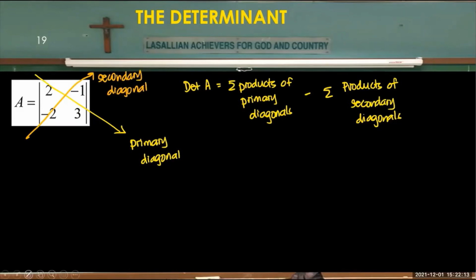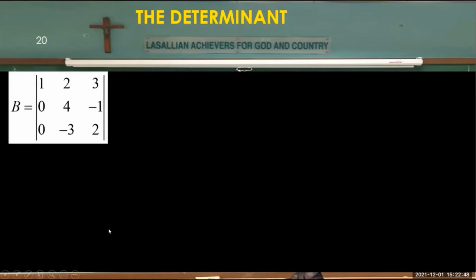Let's just try. The determinant of A, we can write it like this, is the sum of the products of the primary diagonal. So 2 times 3, 6, minus the sum of the products of the secondary diagonals. Negative 2 times negative 1 is 2. So that means it's 4. The determinant of A is equal to 4. All right, it's easy because it's 2 by 2. Let's go to the 3 by 3 matrix.